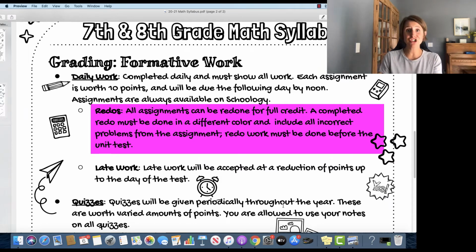That's what we did last year in 6th grade if you were with us, right? We circled 10 or we smiley faced 10, but if you did redo the assignment, you had to redo all incorrect problems, not just the 10. That is still true for this year. And just like last year, all of our redo work, our missing work, has to be done before you take a unit test.